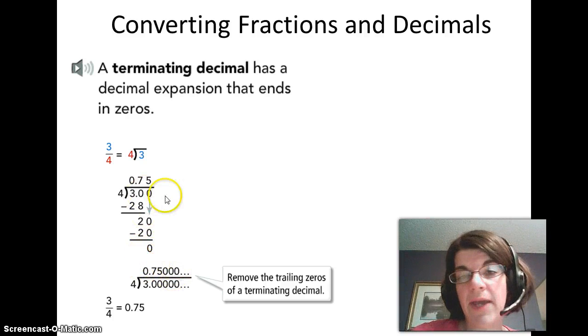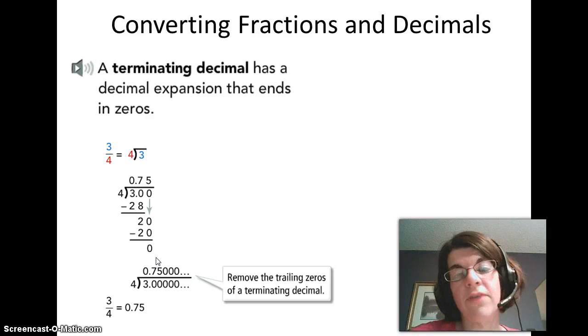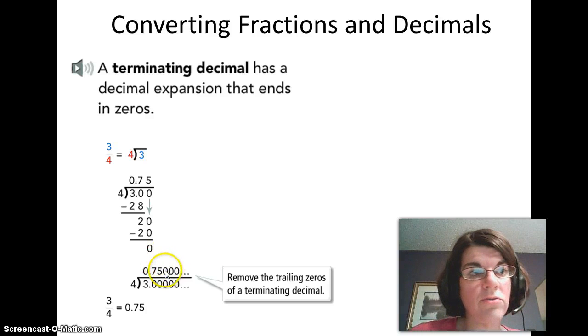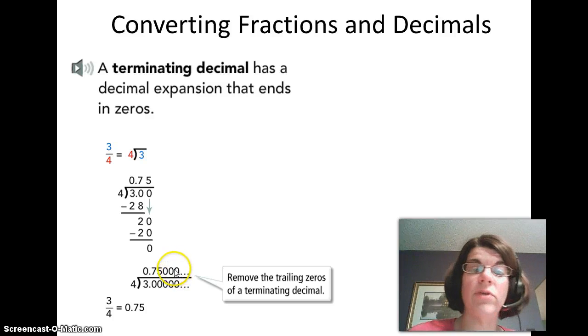We could continue adding zeros and put zeros up in our answer, but we don't need them. Remember, zeros at the end of the number do not affect the value, so we can just remove those and just leave it at 75 hundredths. And when you think about it, 3/4 of a dollar is 75 cents, so it makes sense.